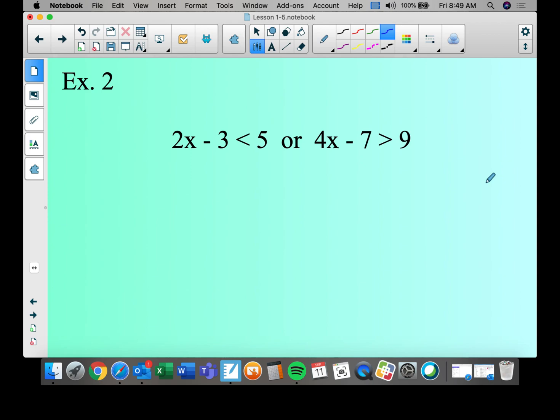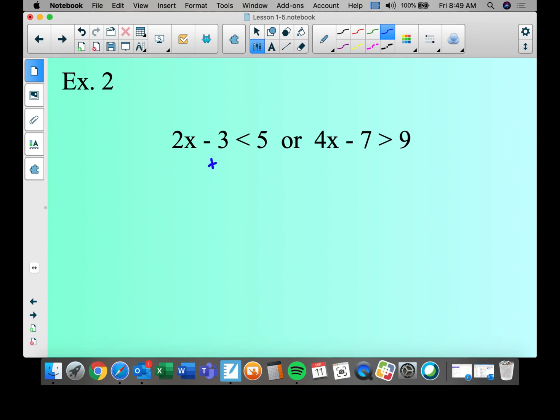All right, welcome back. Here we go. This is an OR type of inequality, so hopefully you already know that you're going to be shading one end or the other of the number line, and therefore if we're shading one end or the other, let's solve and find out what those values are that we're going to shade for.